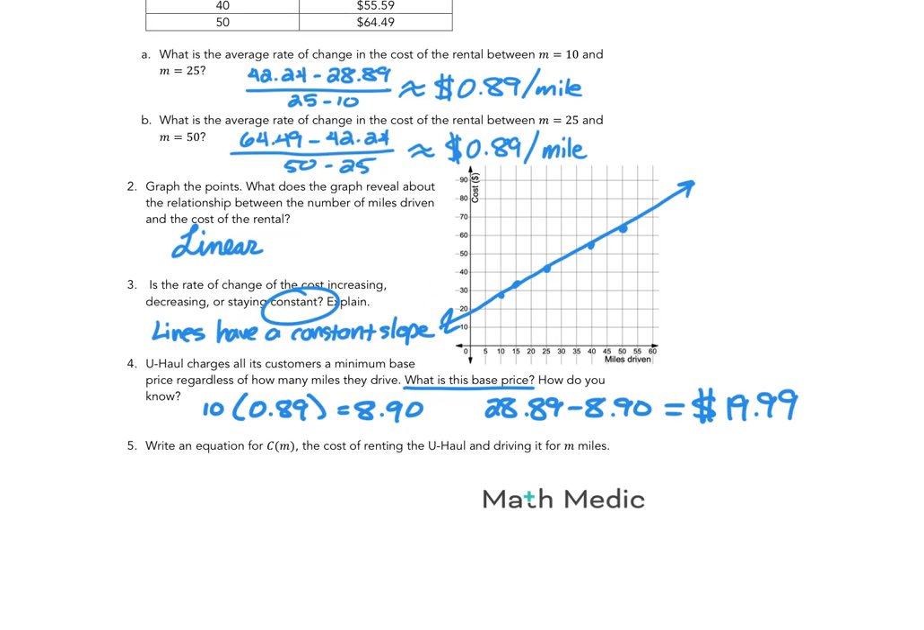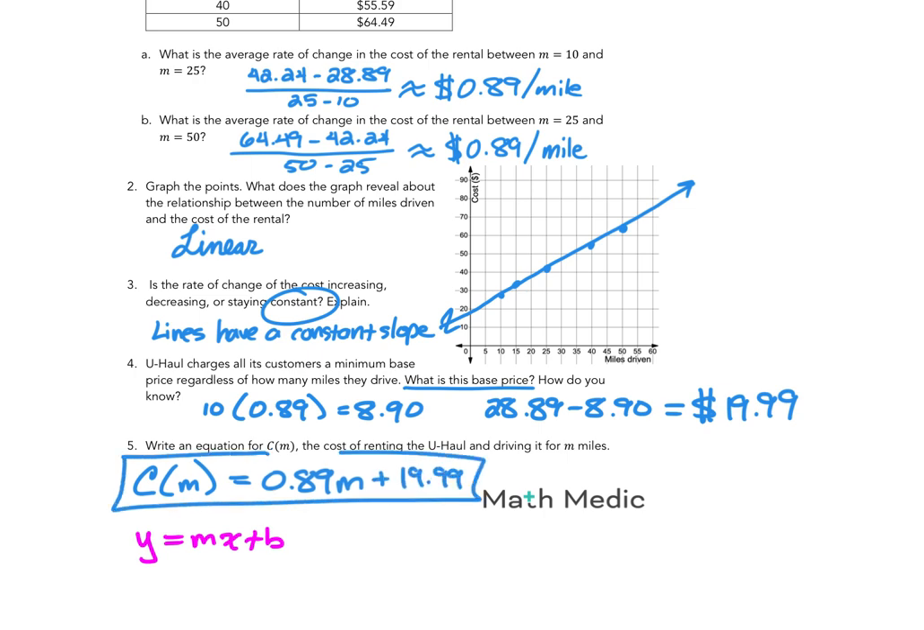$19.99. Okay, and then an equation for this, since it's linear, we can just go with y equals mx plus b, slope-intercept form. Slope is 0.89, and we don't want x, we want m. And then our y-intercept is that base price we just found. So that's how we can get the equation.